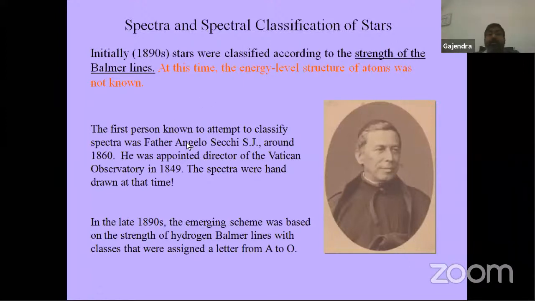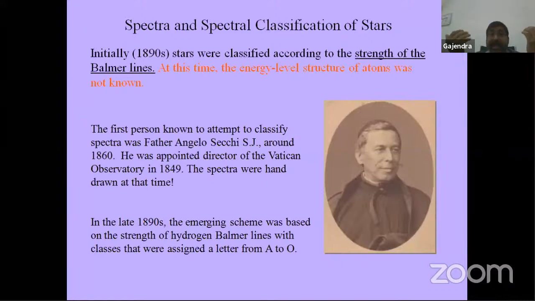I will give you some history of spectra and spectral classification of stars. Way back in 1890, stars were classified according to the strength of Balmer lines. See, hydrogen is most abundant, so in any spectra you take, the hydrogen Balmer lines are very conspicuous, and they fall in the optical region.